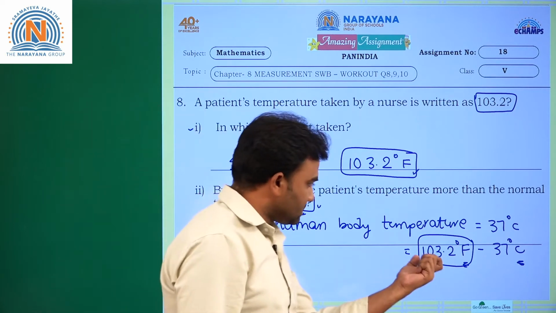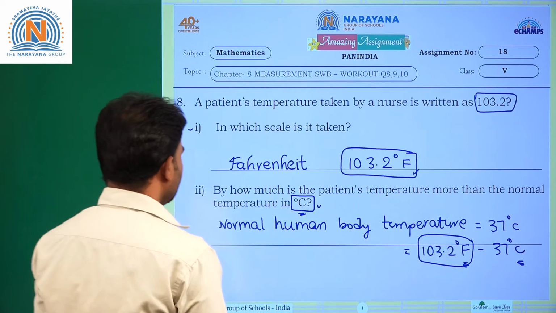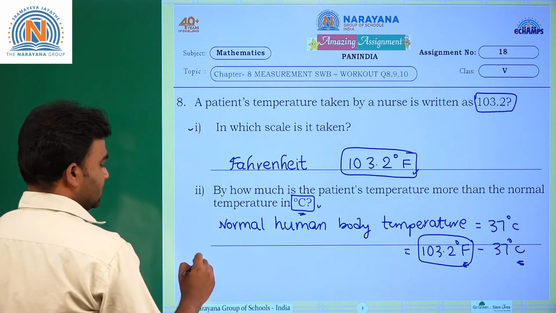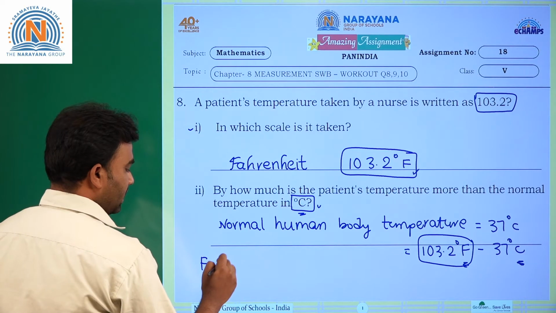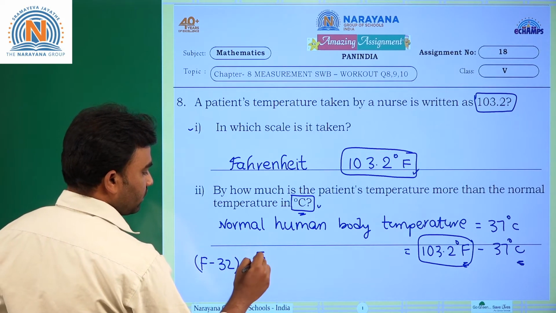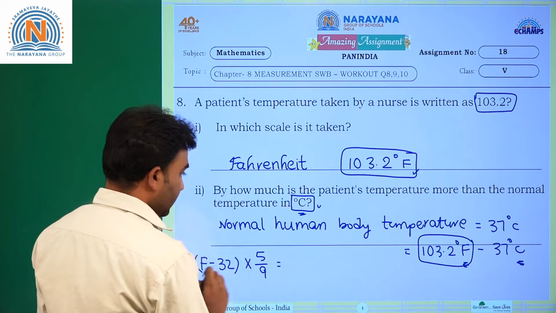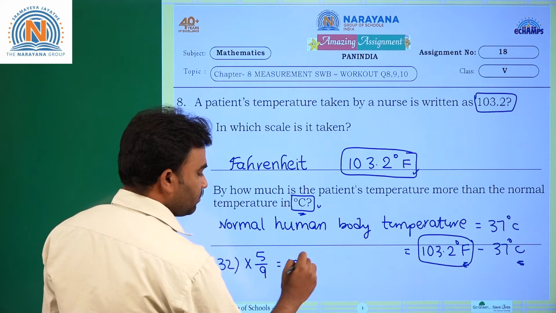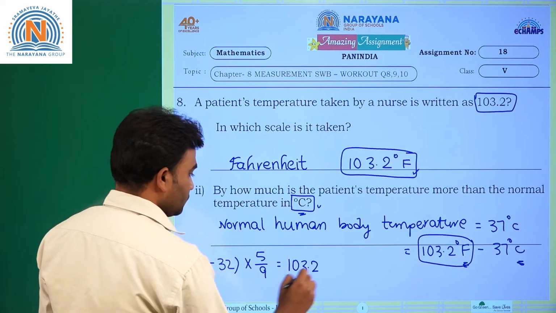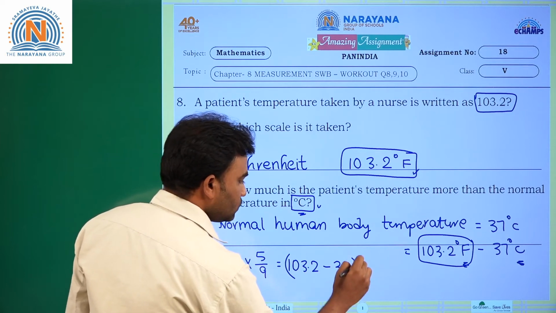First convert Fahrenheit into Celsius. To convert, we have a formula: Fahrenheit minus 32, into 5 by 9. Fahrenheit is 103.2, so it is 103.2 minus 32, into 5 by 9.